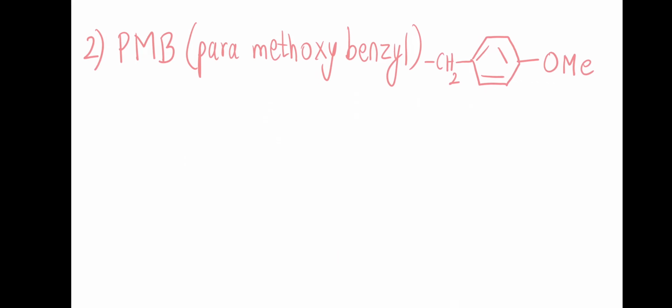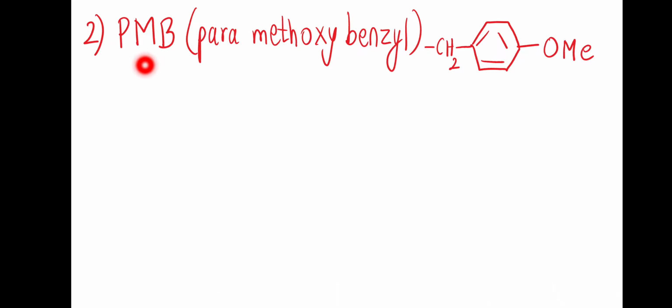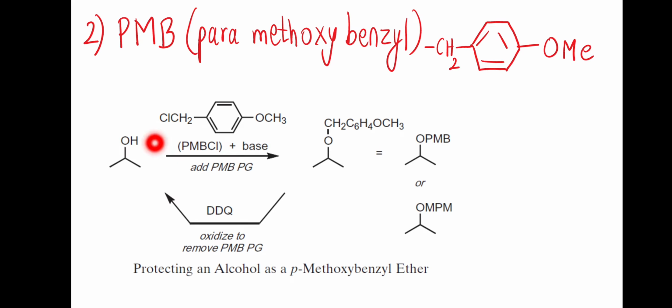Okay, coming on to the next protecting group, that is para-methoxybenzyl, the PMB group. Why is it called PMB? At the para position of the benzyl group, there is a methyl and oxy, so that is why it is called the PMB group. Again, you use PMB chloride and a base like triethylamine. We will see examples of what kind of bases can be used.